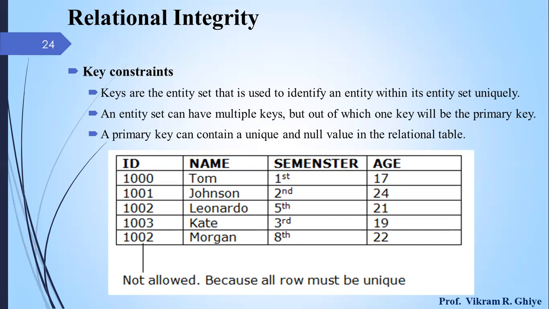In the given table, there are some key constraints. ID, name, semester, and age are the attributes, out of which the ID 1002 is repeated over here. In the key constraint, if you are giving a primary key over here, you can't repeat the ID again, or you can't repeat the primary key. This is called the key constraint. An entity set can have multiple keys, but out of these, one key will be a primary key. That primary key can't be duplicated. It should be unique, or it is always unique.